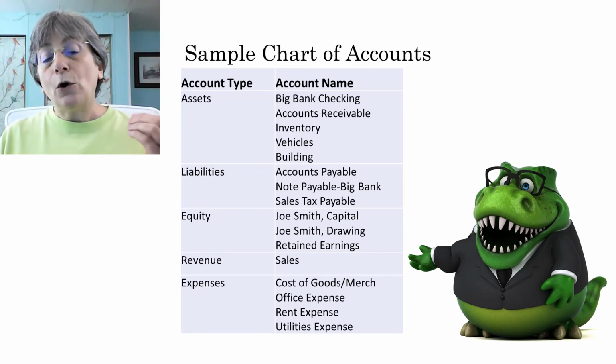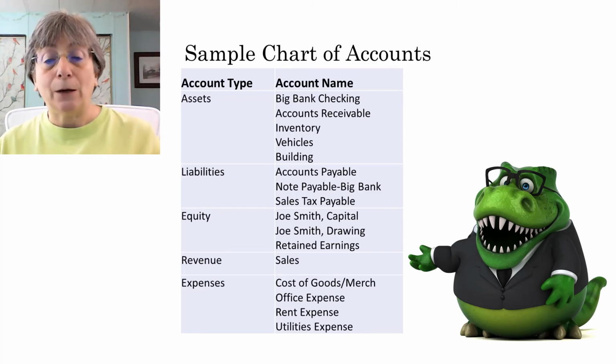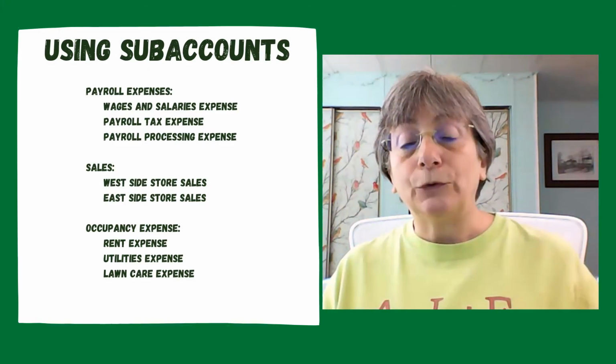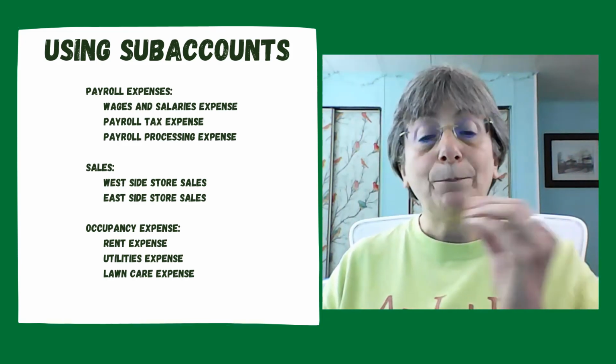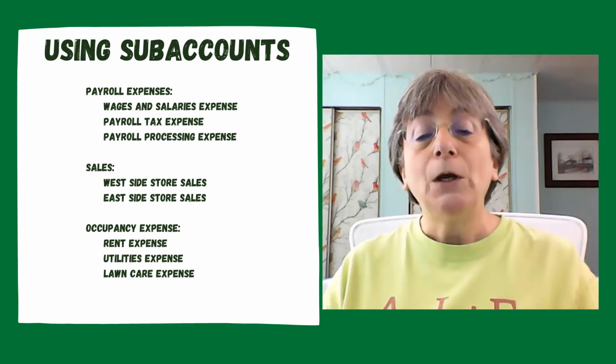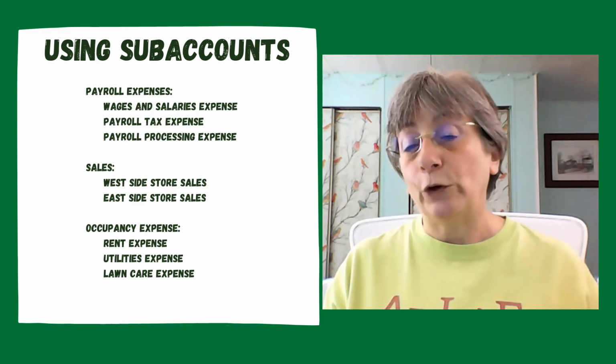You can always also group expense types together by using subaccounts. For example, you can group revenue accounts or group payroll expenses or group occupancy expenses. So you can track as much or as little detail as makes sense for your business.